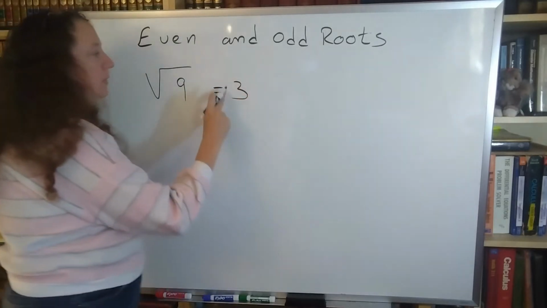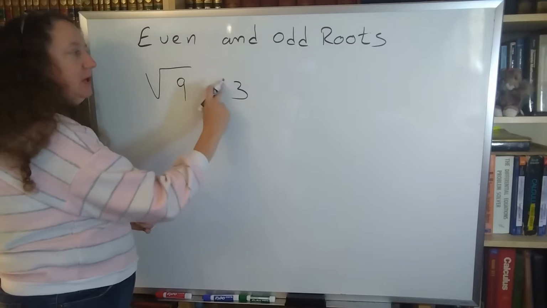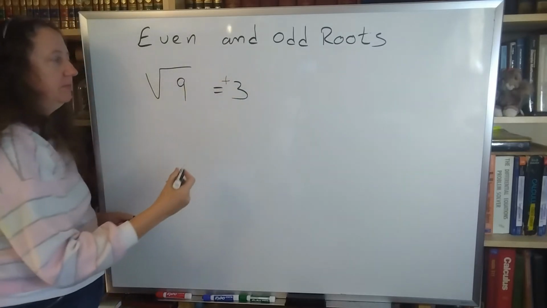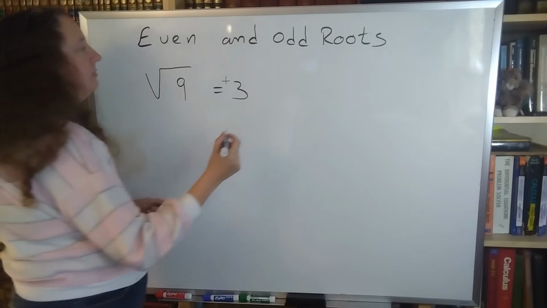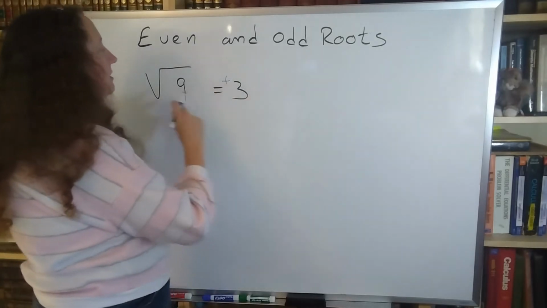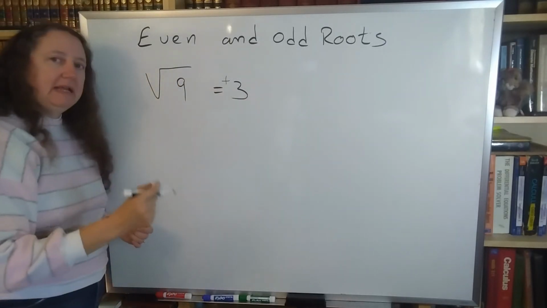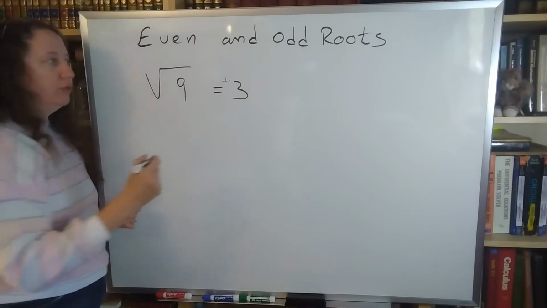And we are looking only at the primary root most of the time, so that's only going to be the positive root most of the time. The number under the umbrella cannot be negative for an even root.